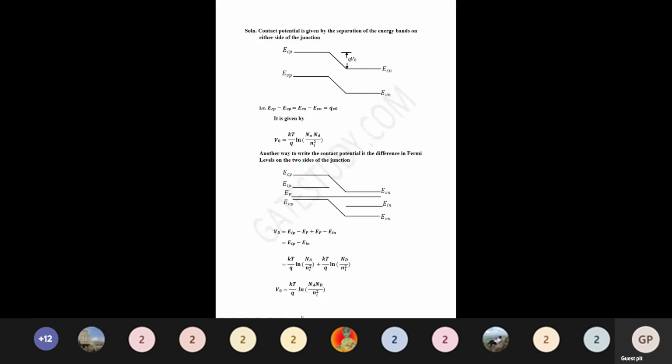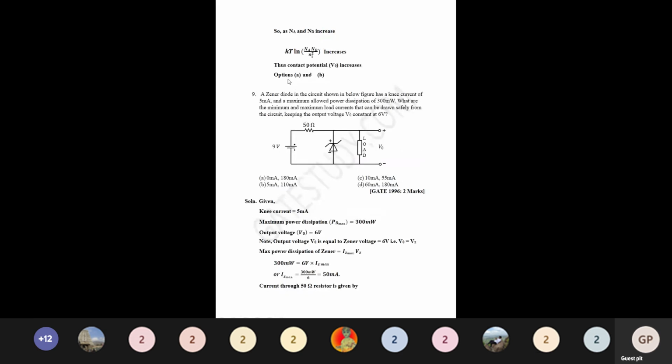So as NA and ND increase, kT ln of NA ND by ni square increases, so the contact potential V0 will increase. So the correct options here are both A and B.